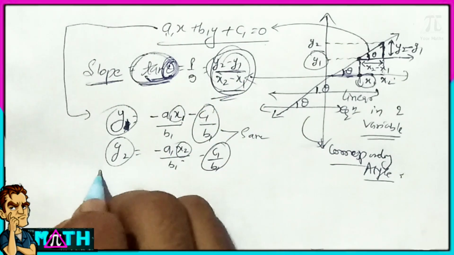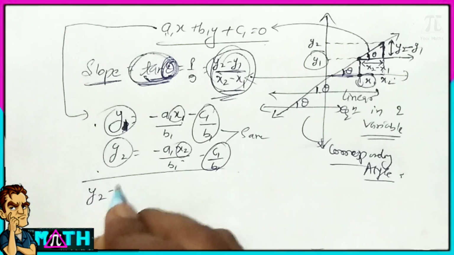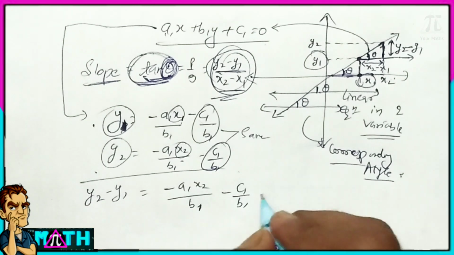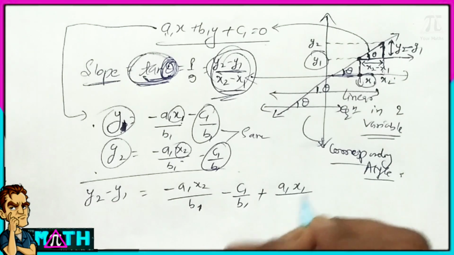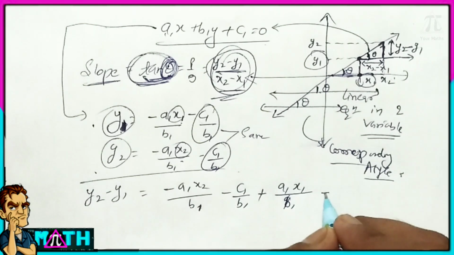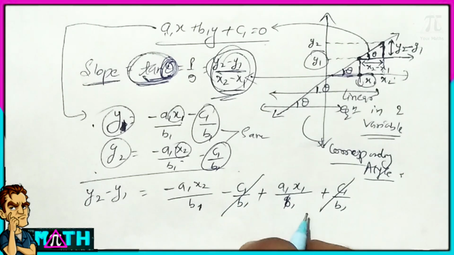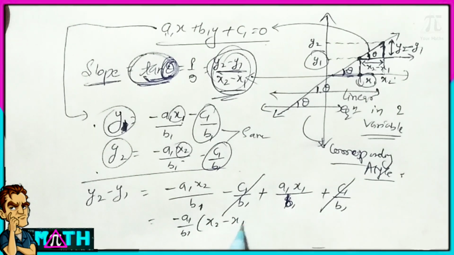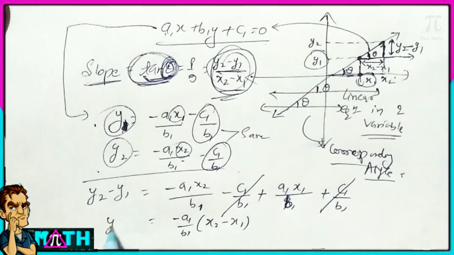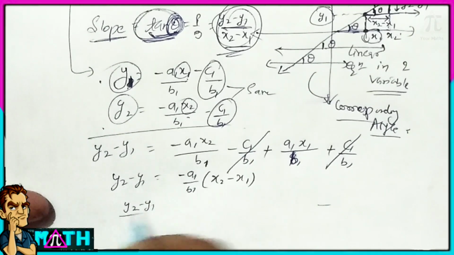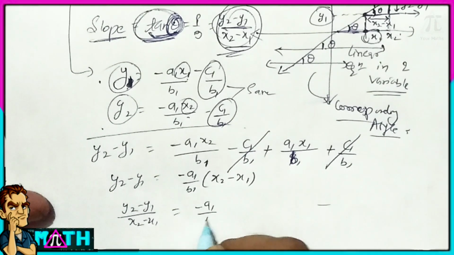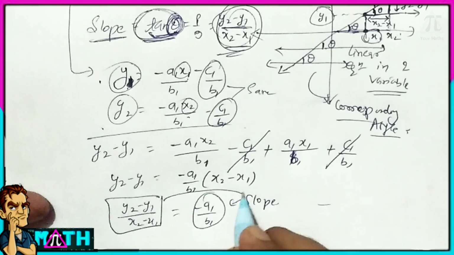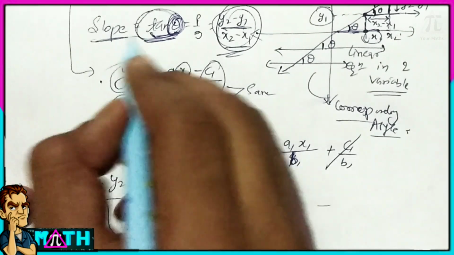So when you do this, you are basically finding the change in y. So y2 minus y1 is equal to minus a1 x2 upon b1 minus c1 upon b1 plus a1 x1 upon b1 plus c1 upon b1. This cancels out, and when you take minus a1 upon b1 as common, you get minus a1 upon b1 bracket x2 minus x1. Now send x2 minus x1 to the LHS, then you get the rate of change in y with respect to x, and that is what we call slope, which is tan theta.